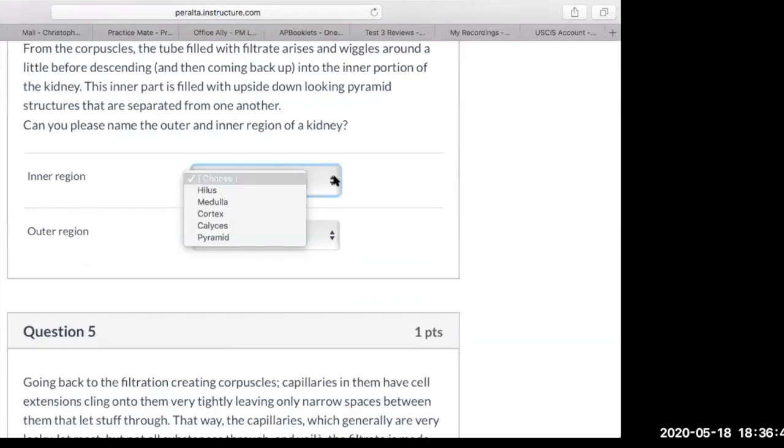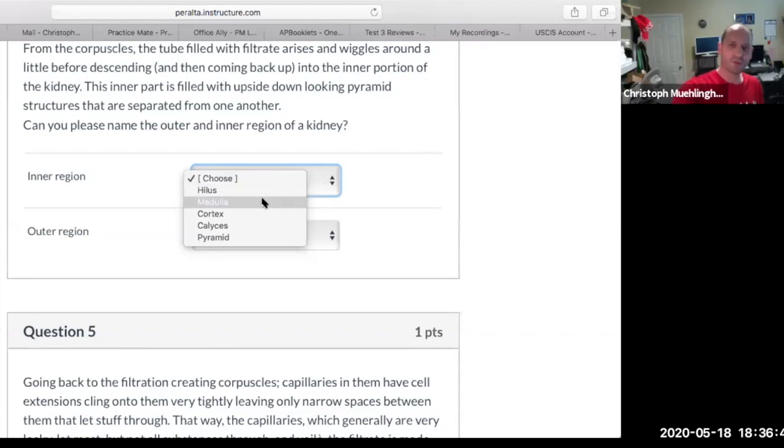The inner region is the medulla and the outer region is the cortex. Perfect. Medulla is inner, cortex is outer. A lot of times we have organs, we name those two that way.